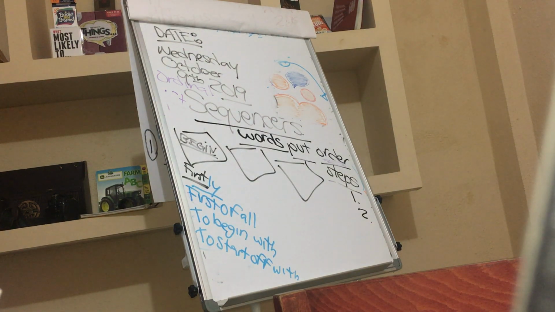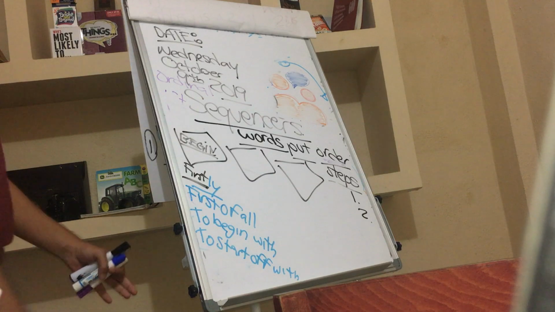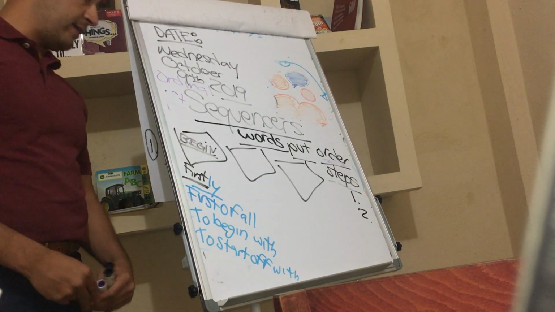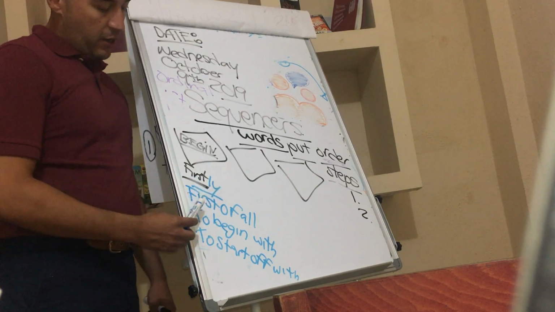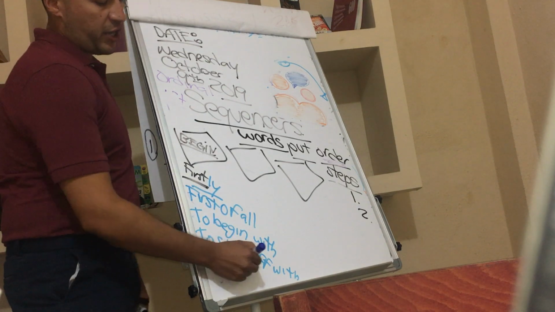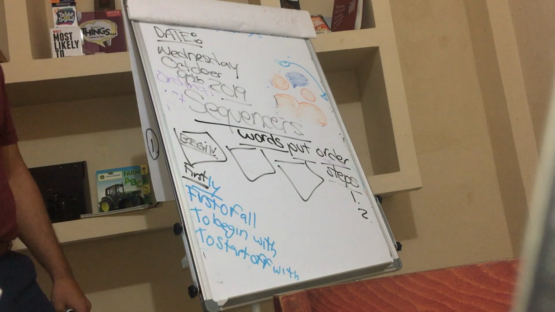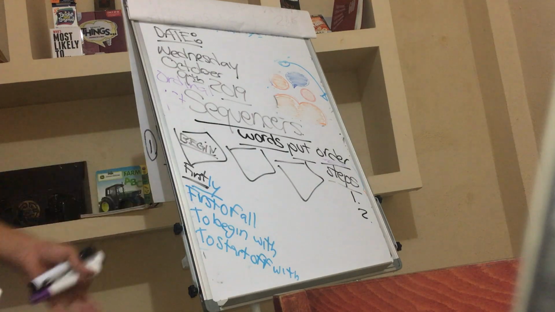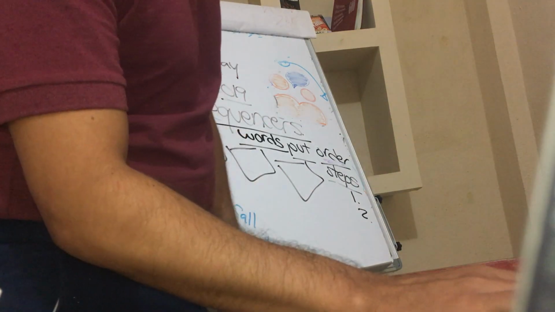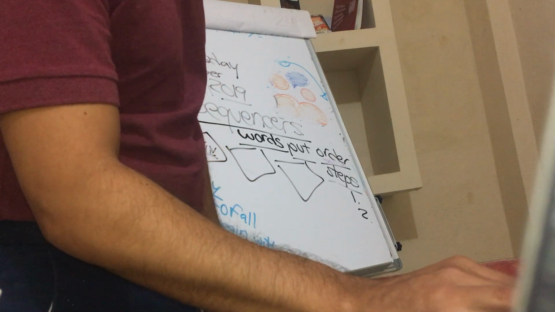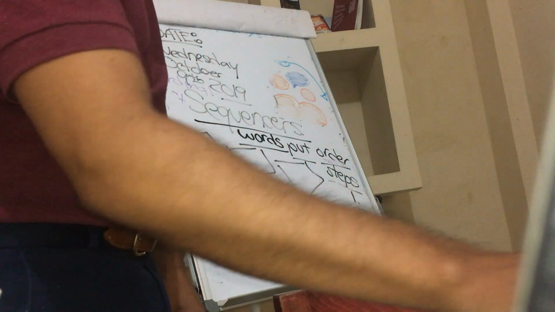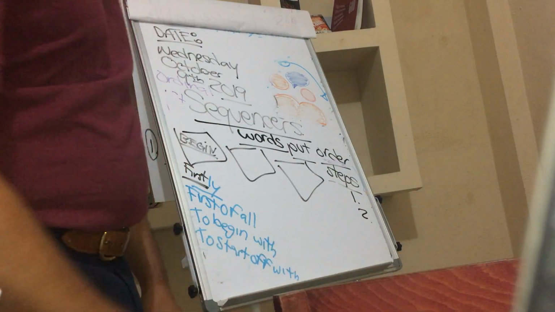That's four weapons we got already in the first group, to begin. Good? Repeat. Firstly, first of all, to begin with, to start off with. Good. You can use those to start your story. Good? What's the next group? What do you think is the next group? The history.